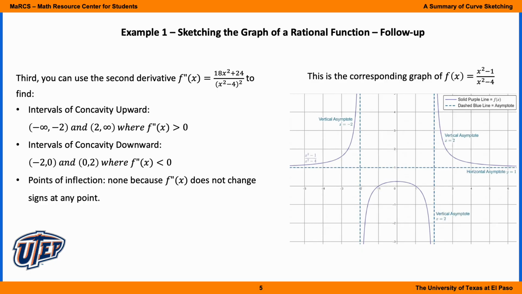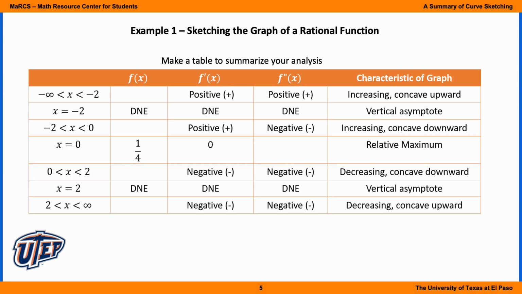Now using all the information that we just collected, we can graph the function f of x, and here it is on the right hand side. Now here's a summary in a table form of the test that we just conducted for the first derivative and the second derivative, and how we can interpret those to describe the characteristics of the graph.